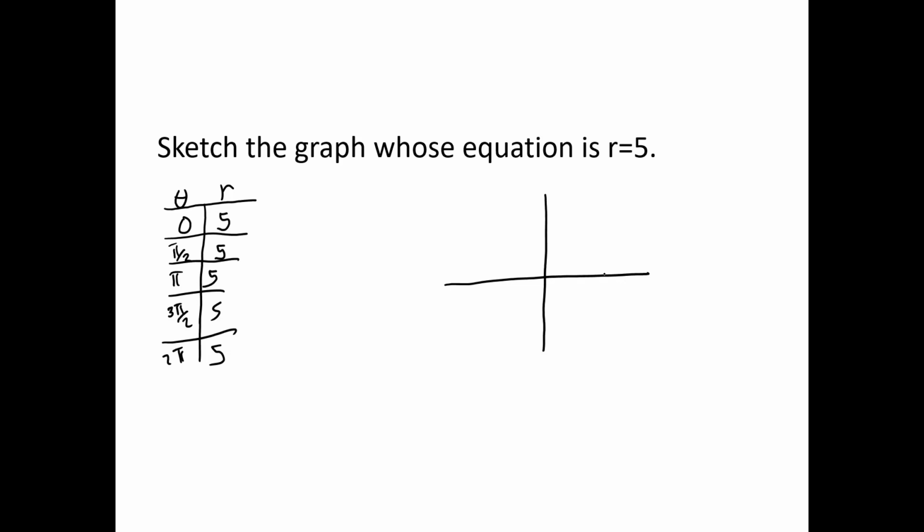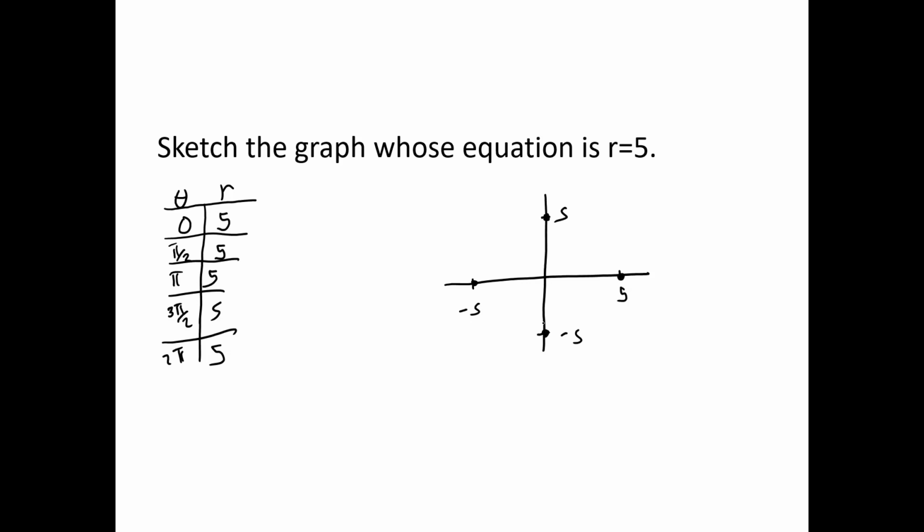So just plotting those 4 points real quick. That's 5, 5. Those are the quadrant angles. Negative 5, negative 5. And so then I would get, when theta is 0, I get that point. When theta is pi over 2, I get that point. When theta is pi, I get that point. And when theta is 3 pi over 2, I get that point.